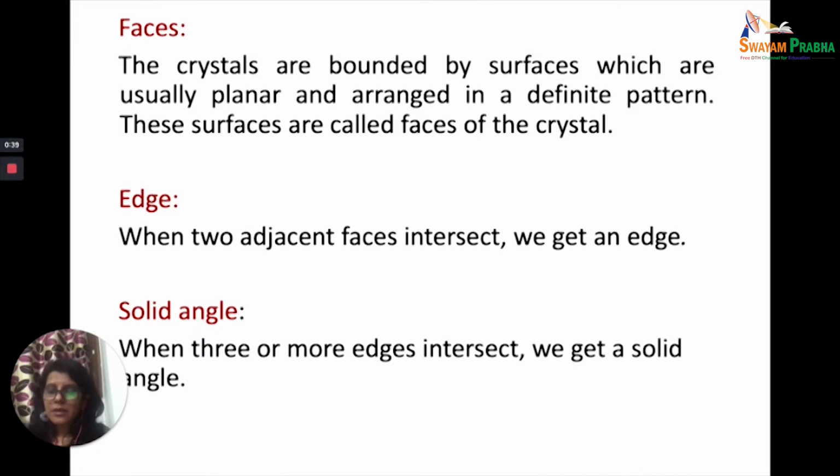Then the line at which the two faces intersect. So if these are the two faces, and this is the line at which they intersect, this is called an edge. So an edge is the line at which the two adjacent faces intersect. Then comes the solid angle. So when you look at a crystal, you've looked at many crystals over the years, you realize that there are places where two, three or more edges intersect. So when three or more edges intersect, we get a solid angle.